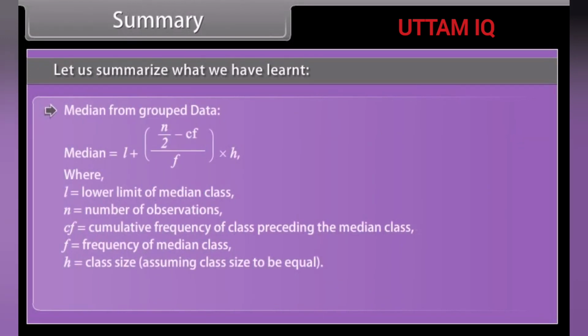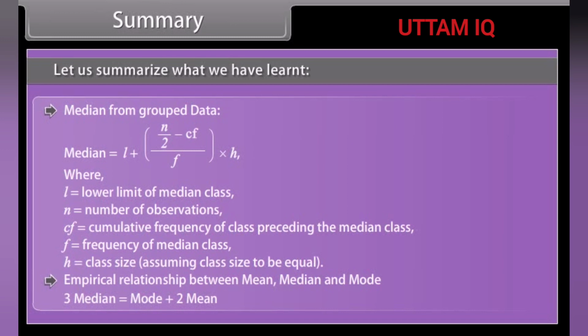Median from grouped data. L plus (n by 2 minus CF) divided by F and multiplied by H, where L is equal to the lower limit of the median class, N is equal to the number of observations, CF is equal to the cumulative frequency of the class preceding the median class, F is equal to the frequency of the median class, H equals class size, assuming class size to be equal.